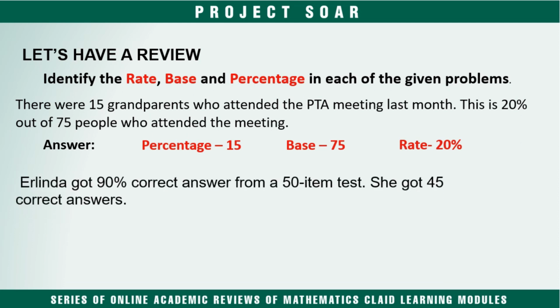Next problem. Erlinda got 90% correct answer from a 50-item test. She got 45 correct answers. What is your answer? Okay, very good. Percentage is 45. Base is 50. And rate is 90%.